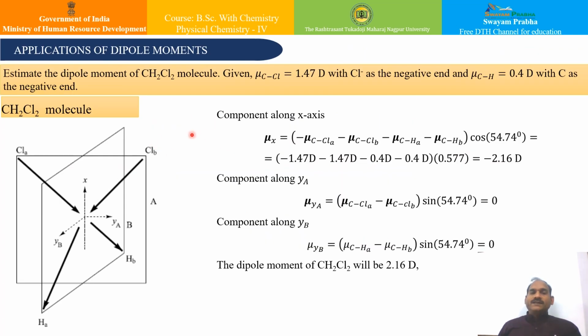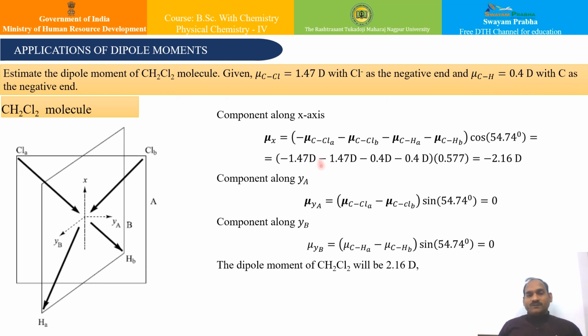So friends, let us continue with one more numerical of the previous type. In the previous numerical, we saw the dipole moment of the CH3Cl molecule. Now herein, let us look at the dipole moment of the CH2Cl2 molecule. In this molecule, it is given that the dipole moment of the carbon-chlorine bond is 1.47 D with chlorine as the negative end, and the dipole moment of the carbon-hydrogen bond is 0.4 D with carbon as the negative end.